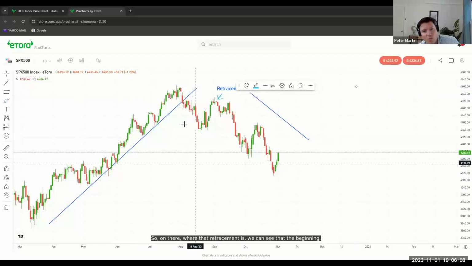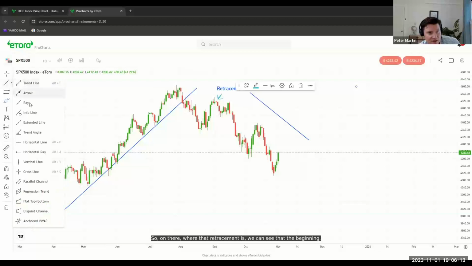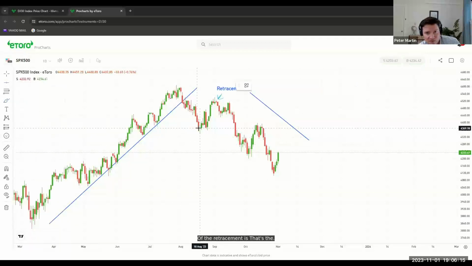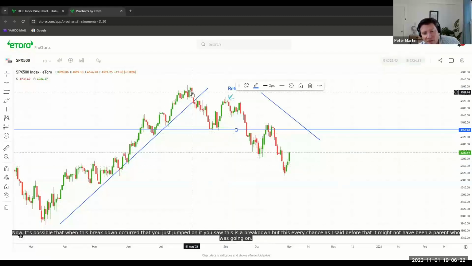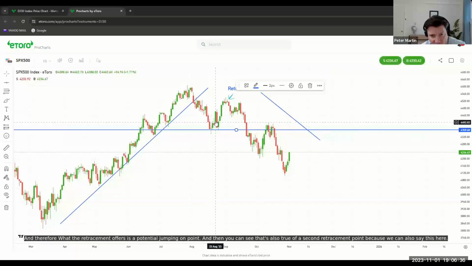So I've marked on there where that retracement is. And we can see that the beginning of the retracement is a support level. Now, it's possible that when this breakdown occurred, you just jumped on it. You saw, oh, this is a breakdown. But there's every chance, as I said before, that it might not have been apparent to you what's going on. And therefore, what the retracement offers is a potential jumping on point.